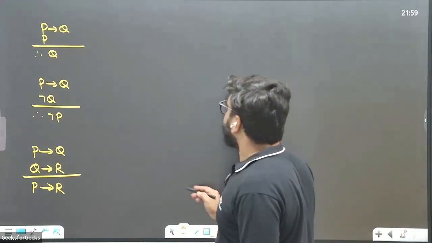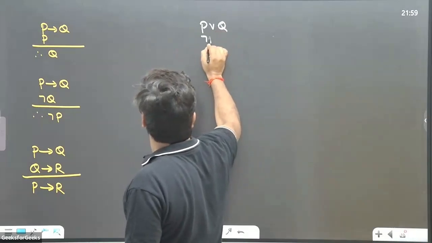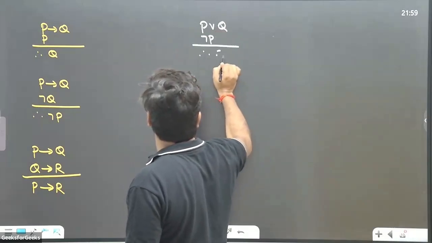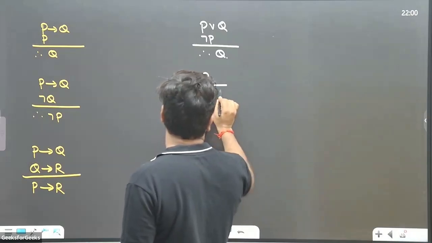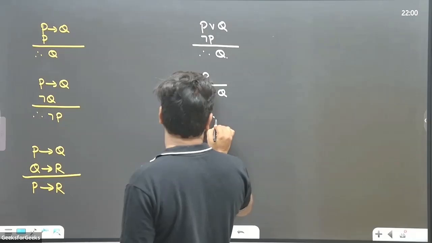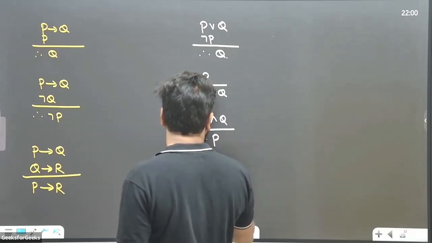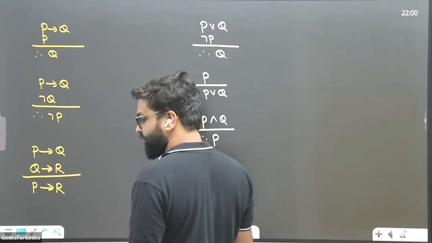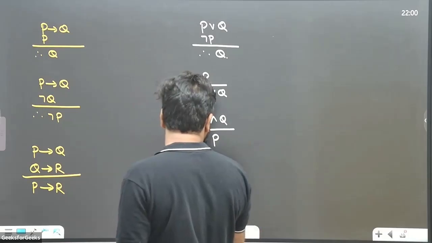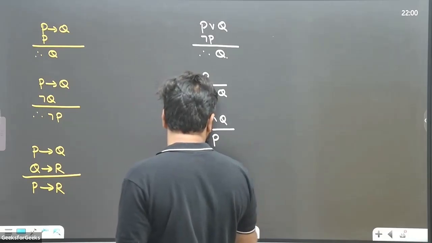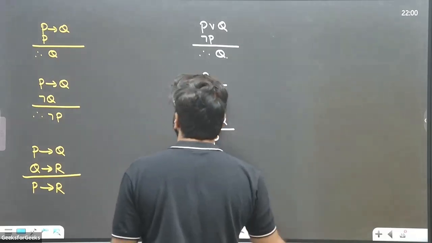Now, the rule we have seen is P or Q and negation of P, and therefore you will get Q. Another type of rule, suppose there is a P, and then this will become P or Q. And if there is a P and Q, then therefore this is P. Another rule, P or Q, negation of Q or R, and then therefore you will be getting P or R. So these are all the different types of rules we have.